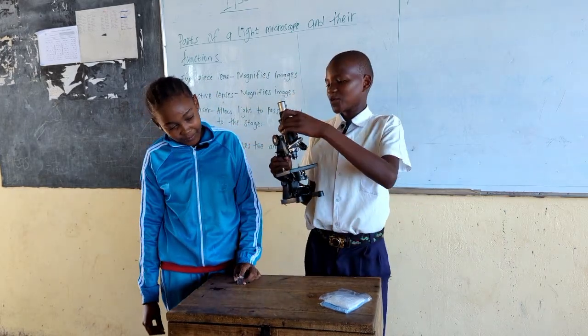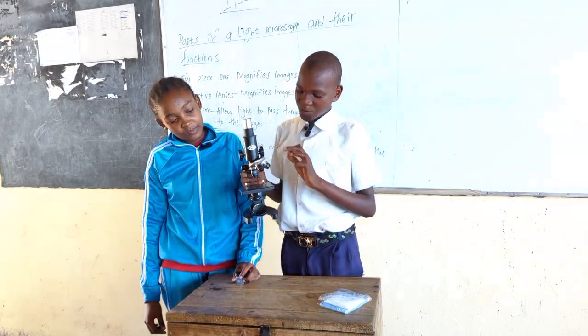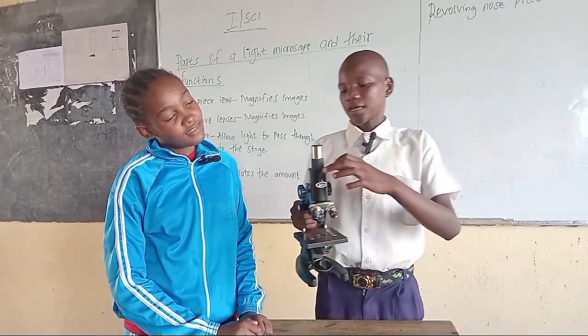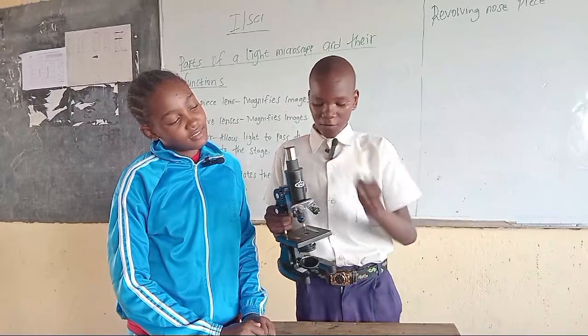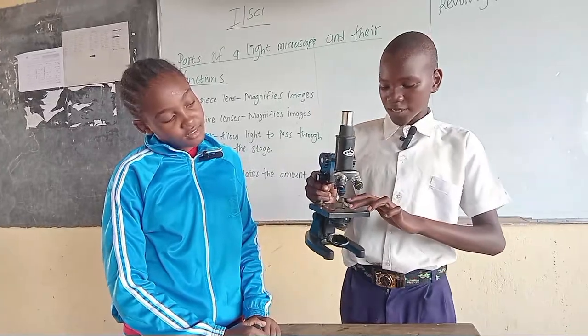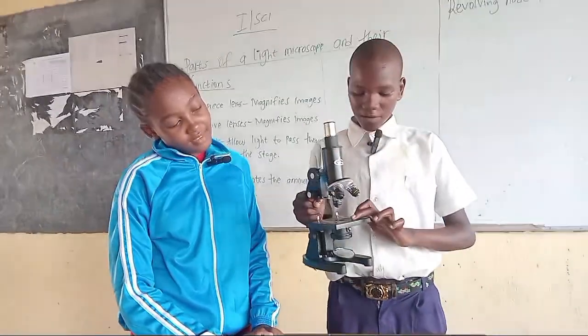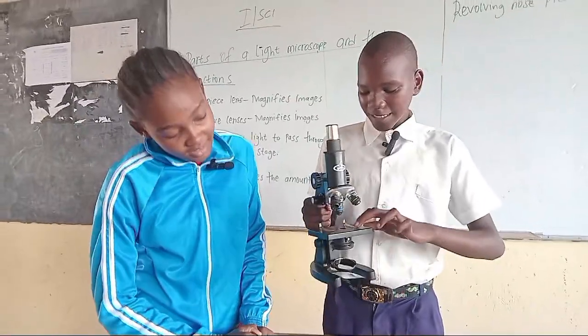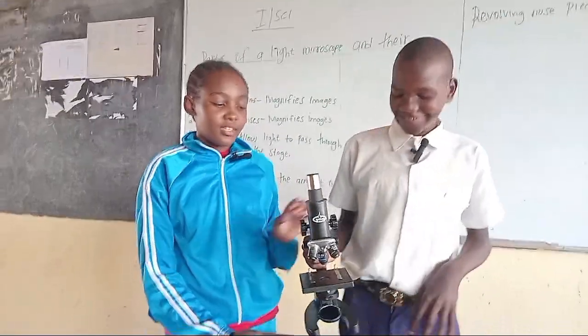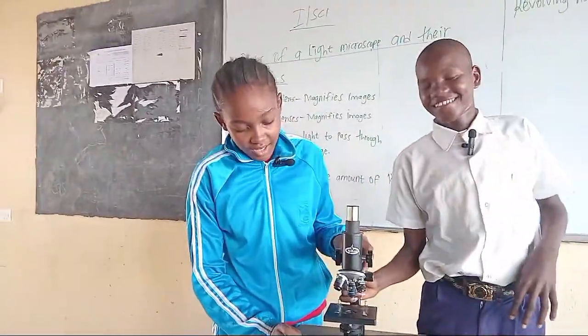And we have the body tube. This body tube is used to hold the revolving nose piece and the eyepiece. And we also have the stage. This stage is used to hold the specimen in the glass and glides for viewing.